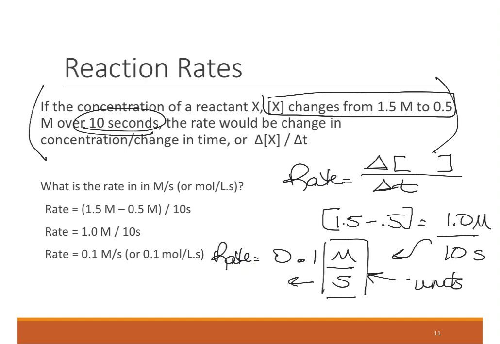Sometimes you will see it written out. Molarity, of course, is moles per liter. So sometimes you will see it as moles over liter times second. And of course, time doesn't have to be seconds. Sometimes it can be minutes.